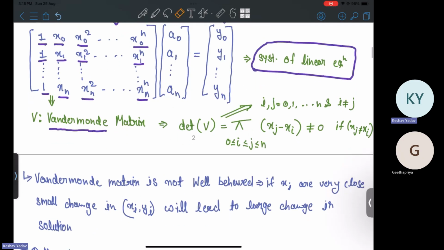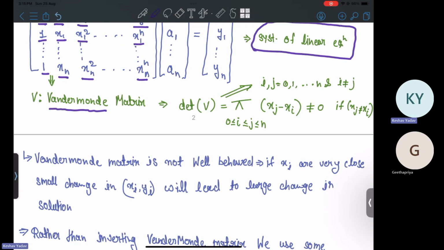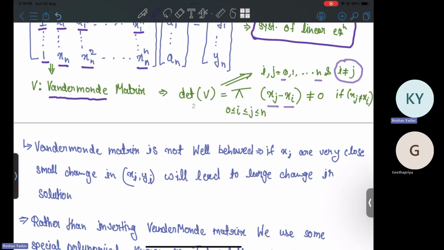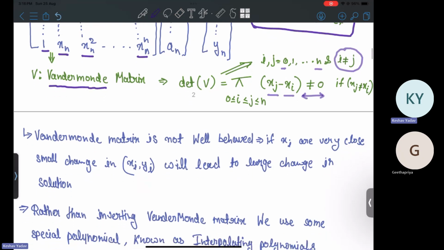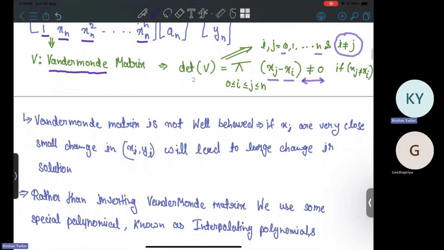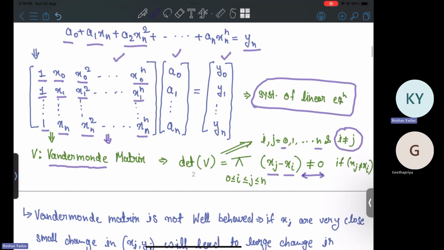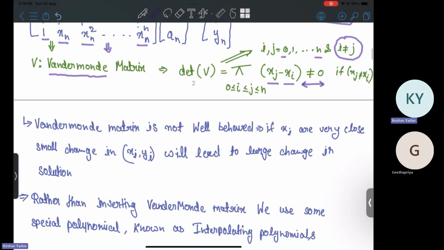If you find the determinant of this matrix, it will come out as the product of (xj minus xi), where i and j go from 0 to n, and i is not equal to j. So if i is not equal to j, in that case our determinant will not be zero. This is an invertible, or non-singular, matrix, which means that if we are able to find the inverse of this matrix, we can solve this problem and get the coefficients a0, a1 up to an.